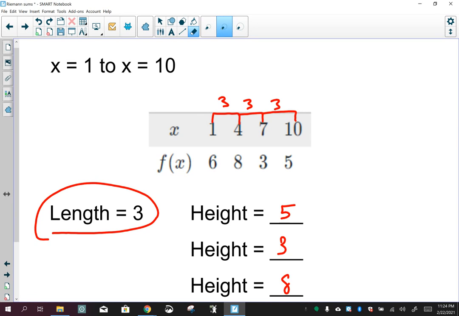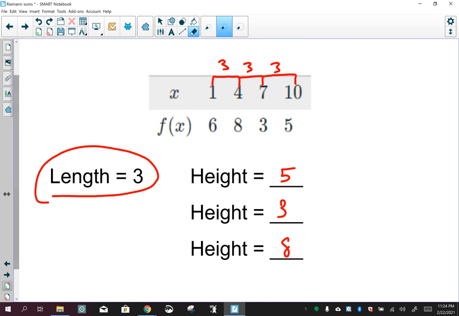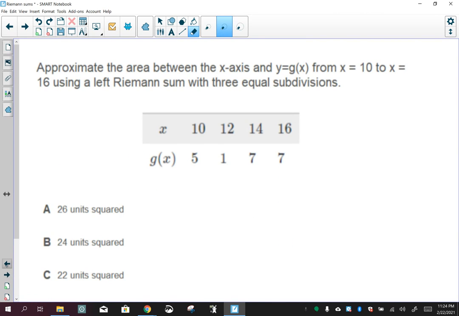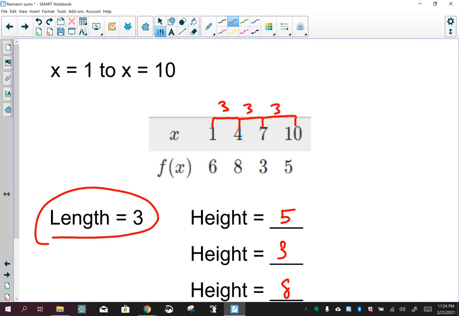So we have the length of 3 and each one of our heights. Now what we're going to do, oh, we didn't finish it. Now we come over here and say, okay, I did that. We're going to multiply each one of these times 3. So that's 15 and 9 and 24. So that's 18, carry my 1. That's 48 units squared. So that is what the answer to this one would be.